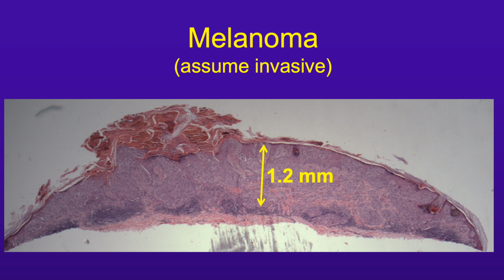Just in the way that we assume squamous cell carcinoma is invasive unless otherwise specified, the term melanoma connotes an invasive lesion unless otherwise specified. The tumor thickness is arguably the single most important prognostic parameter that can be reported from a new primary cutaneous melanoma. It's typically measured from the granular layer to the base of the tumor, and in this particular example, the tumor thickness is 1.2 millimeters.